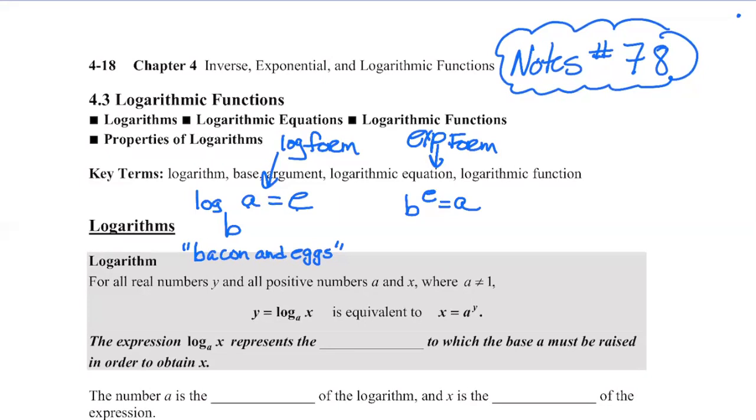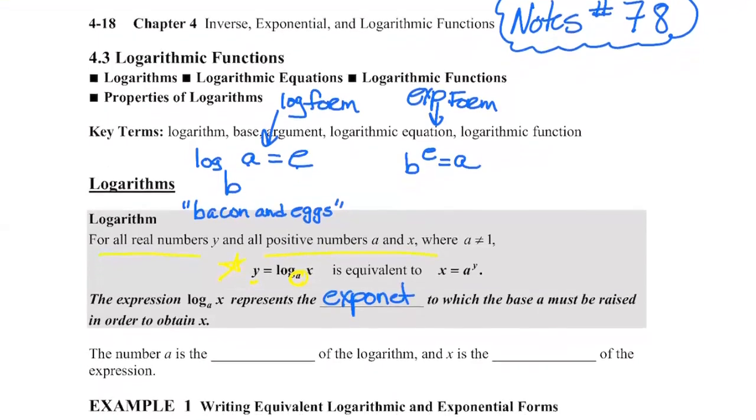They have this in this nice gray box. They say for all real numbers y and all positive numbers x, a and x. Now notice we have to say positive. That's important. We have y is equal to log base a of x is equivalent to x is equal to a to the y. So you're saying, hey, with this base of a raised to the y power, what will I get? I will get x. Okay, so to fill in the blank here, it says the expression log base a of x represents the exponent. And remember, logarithms are just exponents to which the base must be raised to obtain x.